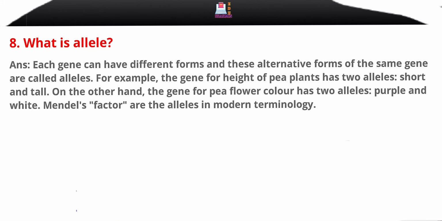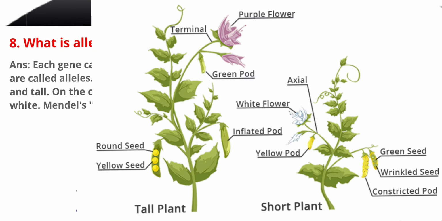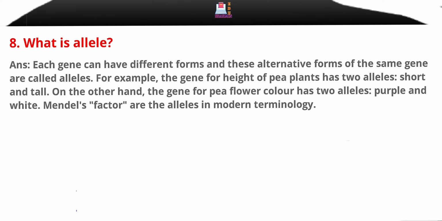What is an allele? Each gene can have different forms. Alternative forms of the same gene are called alleles. For example, the gene for height of pea plants has two alleles, short and tall. On the other hand, the gene for pea flower color has two alleles, purple and white. Mendel's factors are the alleles in modern terminology.